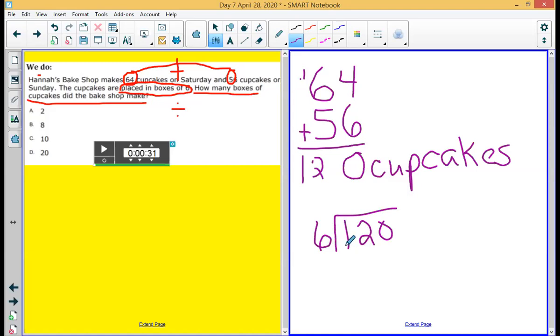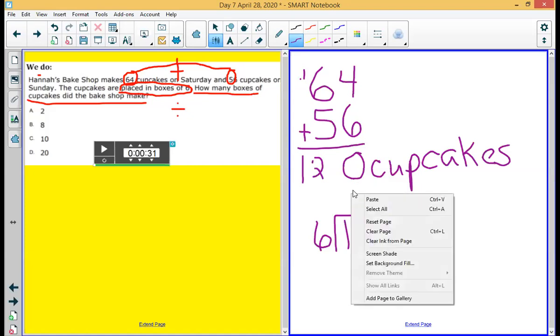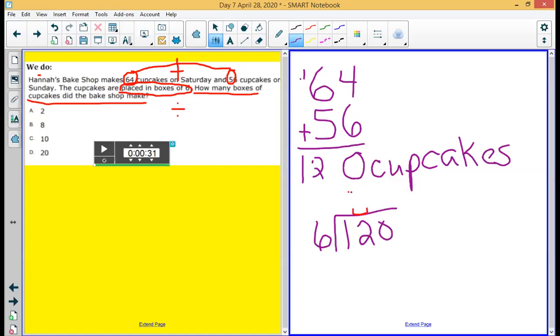6 I know won't go into 1. But I know 6 will go into 12. How many times will 6 go into 12? If I skip count, 6, 12. So I have to put my answer over my 2 because I'm dividing into 12. So 6 goes into 12 2 times. I multiply 2 times 6. That gives me 12. So I subtract and I have 0. Always check, is 0 less than my divisor? Yes, it is. I bring down my next digit.